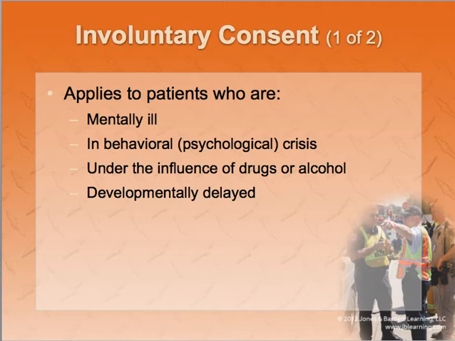So involuntary consent applies to patients who are mentally ill or in a psychological crisis, under the influence of drugs or alcohol, or developmentally delayed. This is a situation, again, where you need to make sure you have backup documentation. If they're mentally ill, you need to try to document what the mental illness is and what they are doing that requires medical care and requires you to bring them to the hospital and provide care to them. Same thing for behavioral, and same thing for under the influence of drugs and alcohol.